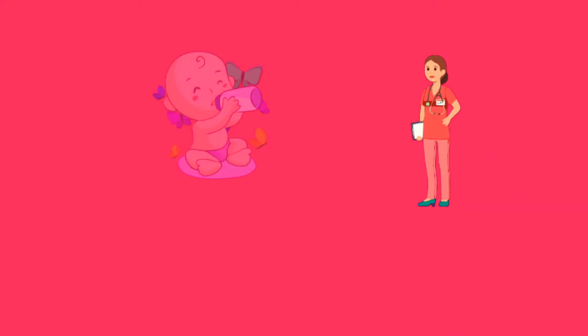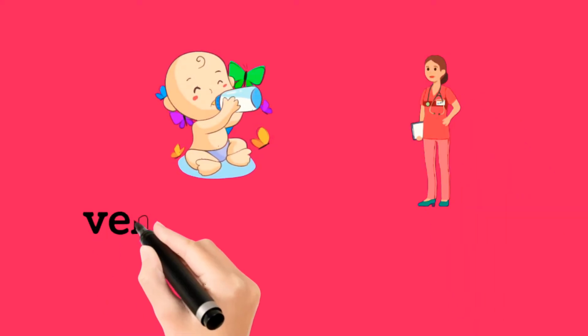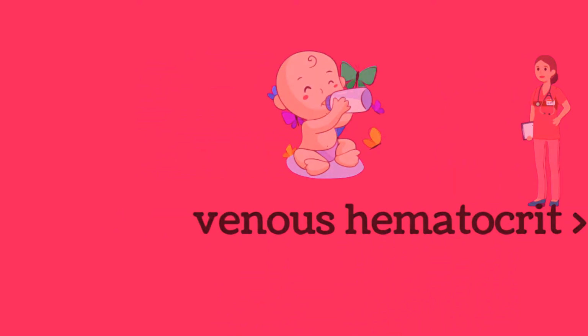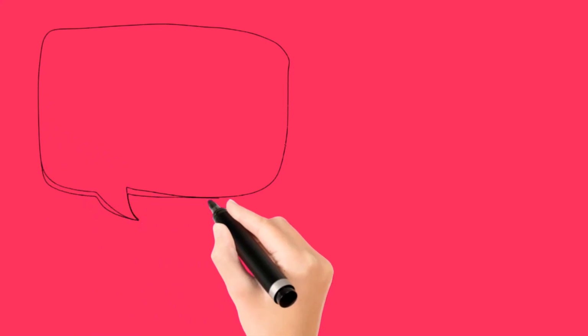Today we will discuss polycythemia. So when you enter the nursery, your sister tells you, sir, this child is having a venous hematocrit of more than 65. Then what will you do?